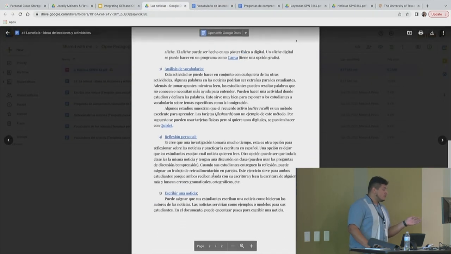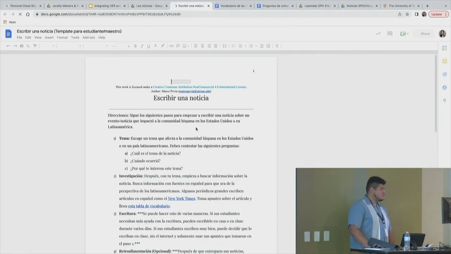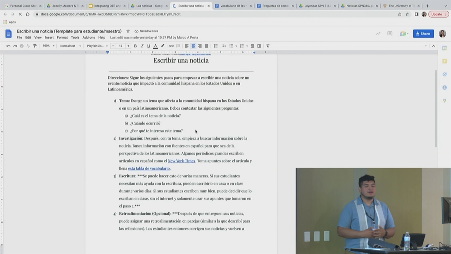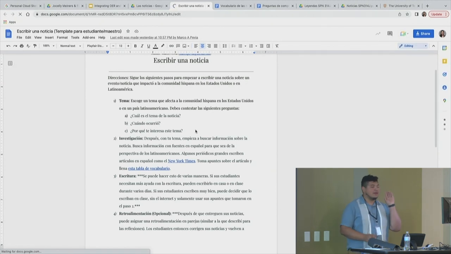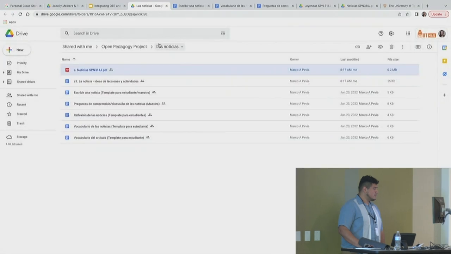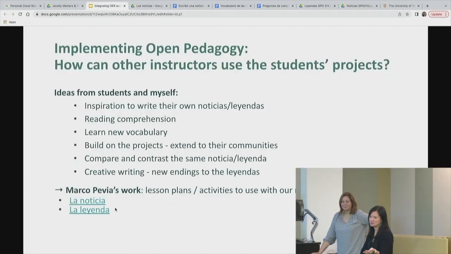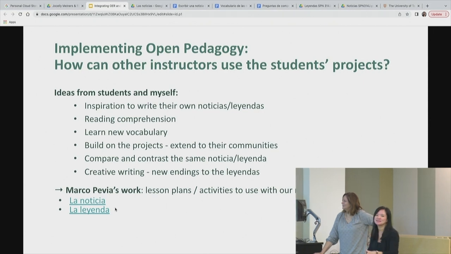Una reflexión, and then escribir una noticia original. So basically the exact project that we did, but I laid out the steps and how we did it. So basically he's making lesson plans and even the worksheets that instructors can use based on the noticias y leyendas.